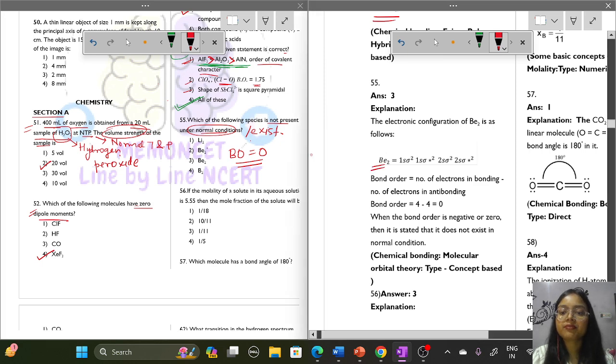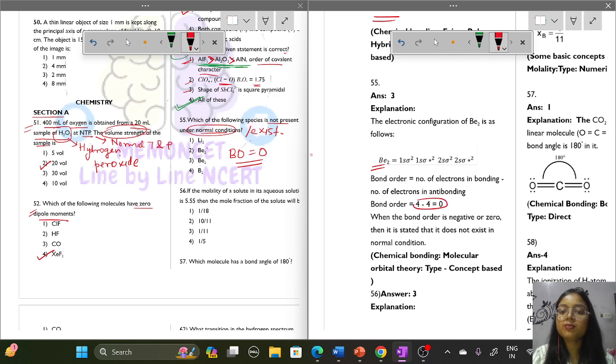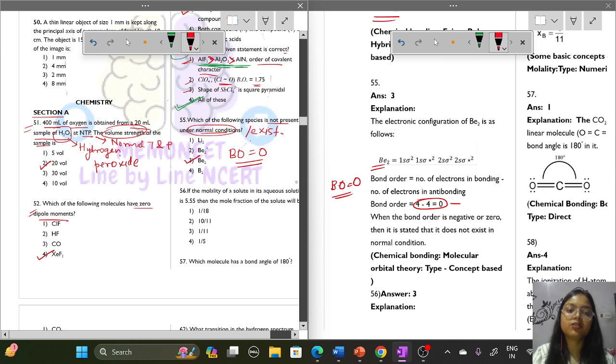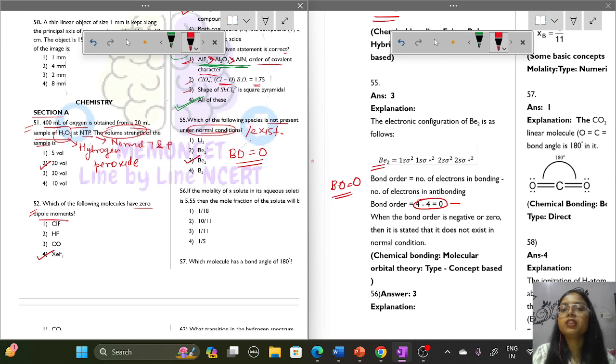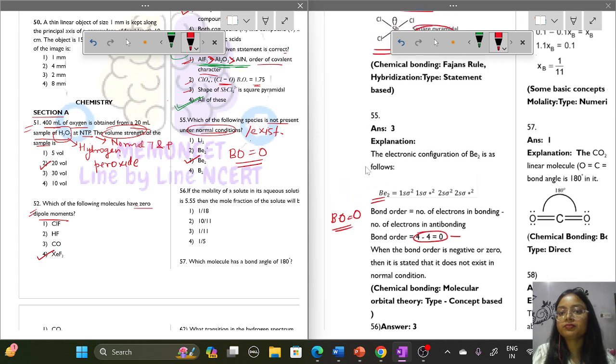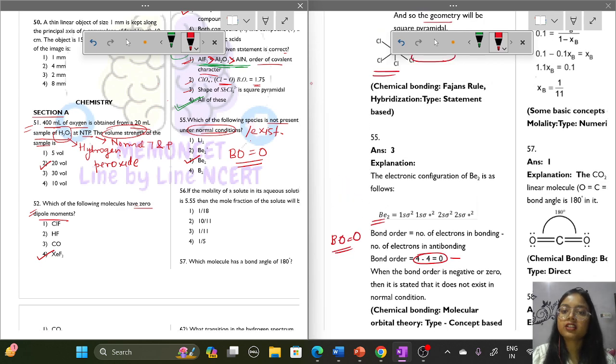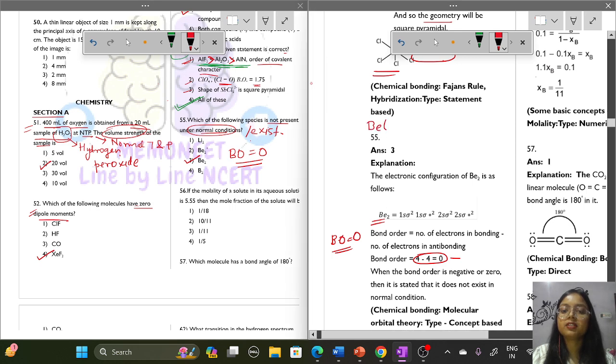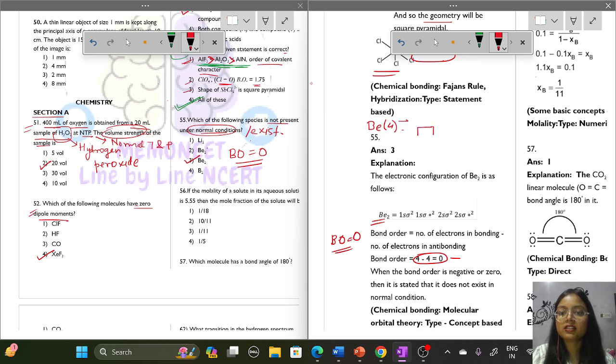So for beryllium, Be2, what will be the bond order? Its bond order will be 0. As I have discussed, a species with bond order 0 does not exist. So Be2 will not exist in nature, because its bond order is 0. You can also draw the structure like this. What is the atomic number of beryllium? It is 4, and its electronic configuration is 1s2 2s2.